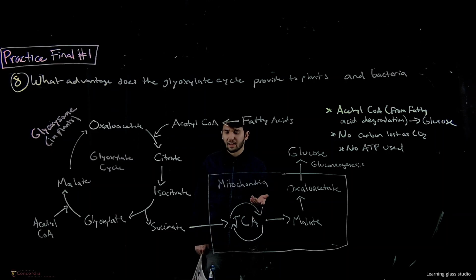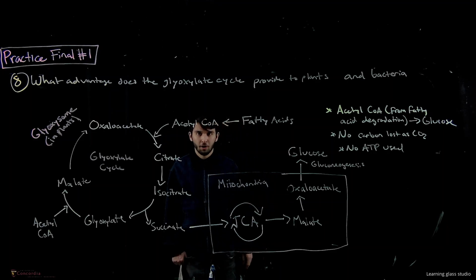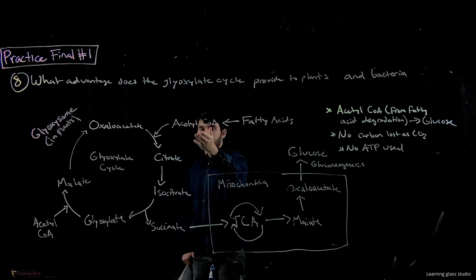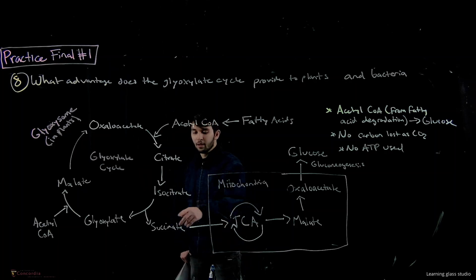So what is the purpose of this? Well, where is all this acetyl-CoA coming from? In the next biochemistry course, Biochemistry 2, you'll learn about fatty acid degradation, and you'll learn that fatty acids, when they're degraded, turn into a bunch of acetyl coenzyme A. So fatty acid degradation produces acetyl coenzyme A, and those can enter the glyoxylate cycle to make succinate.